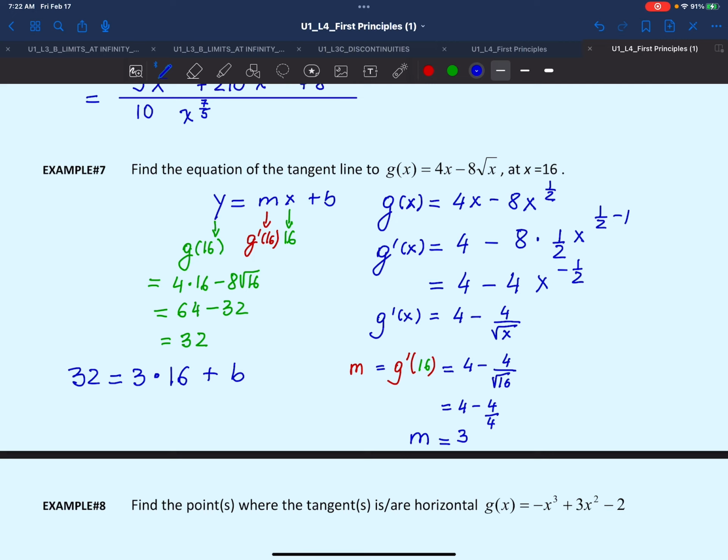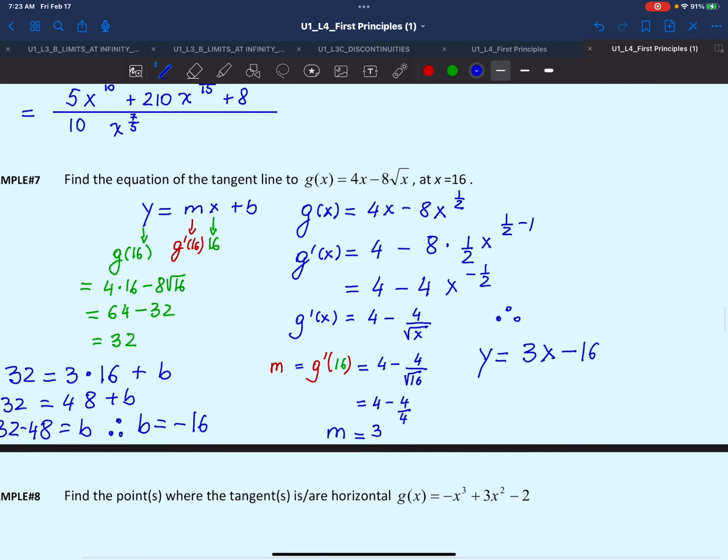So to find the value of b, we simply solve for b. We have 32 = 48 + b. So 32 minus 48 equals b, which means that the value of b equals negative 16. So therefore, we'll say that the equation of this line is y = 3x - 16. So the tangent drawn in slope-intercept form would be y = 3x - 16.